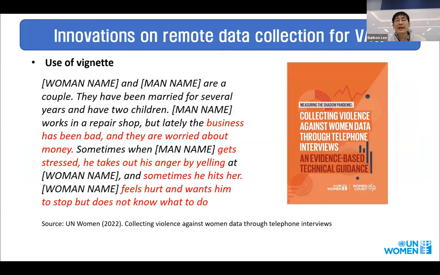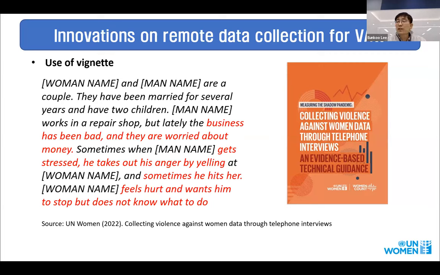As I mentioned in the previous slide, telephone surveys are useful when in-person interviewing is not possible, such as during the pandemic. However, this can undermine the safety of women because women may be at home with their abusers, and the interviewer could trigger more violence, or they might be afraid to disclose their experience. To address this problem, UN Women recently produced a guidance on collecting VAW data through telephone surveys based on the rapid gender assessment surveys conducted in 13 countries during the pandemic.